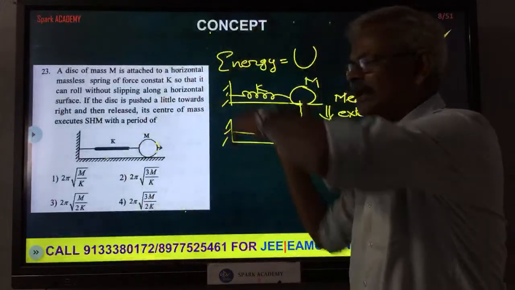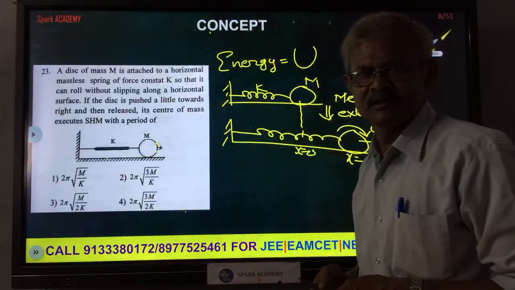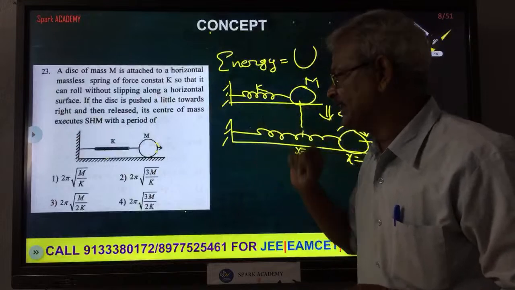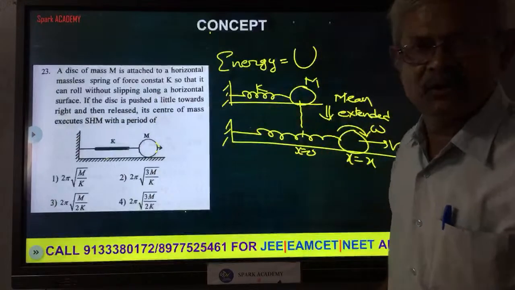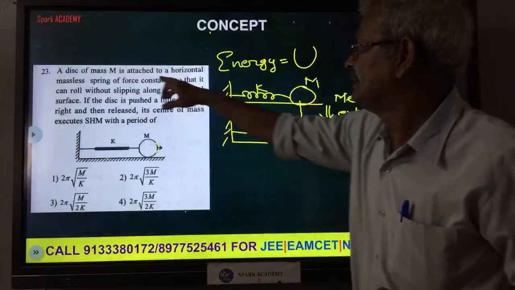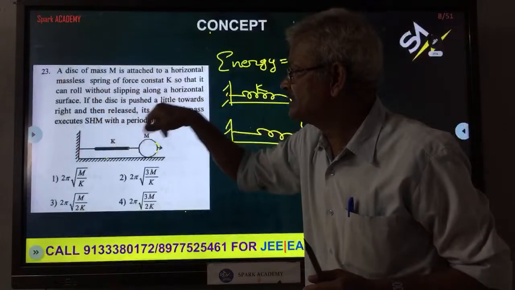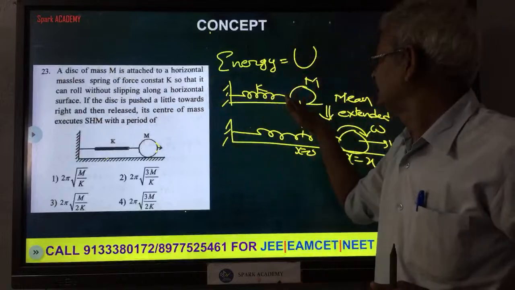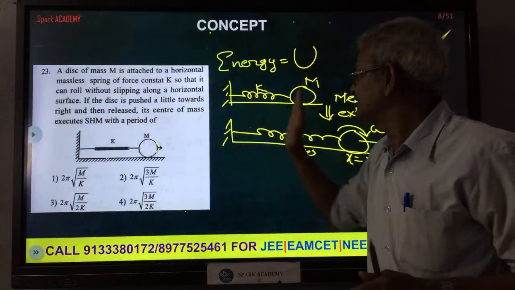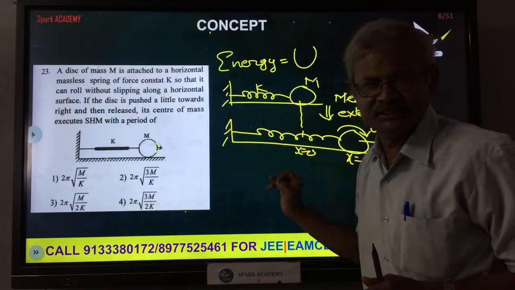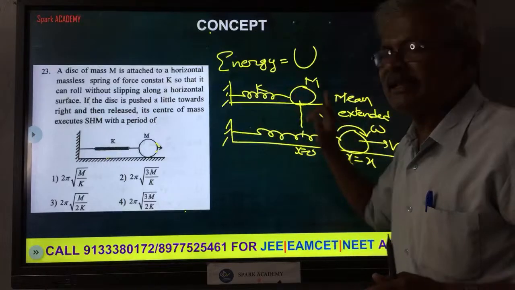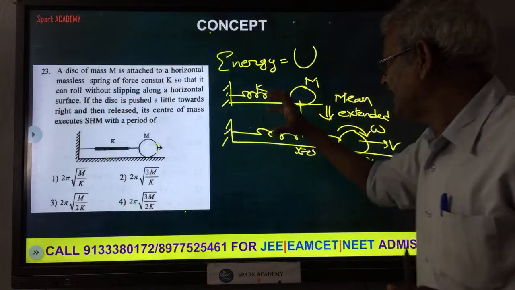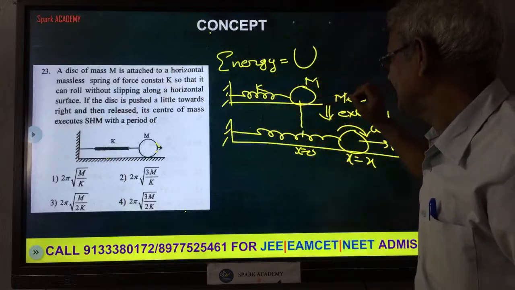Again, I am repeating. A spring of force constant K is connected to a disc. Disc or cylinder, both have the same moment of inertia, no problem. Disc of mass m. This is the initially unstretched position, which means the net force acting on it is 0. That is called the mean position. And you have pulled it towards the right side and released it.